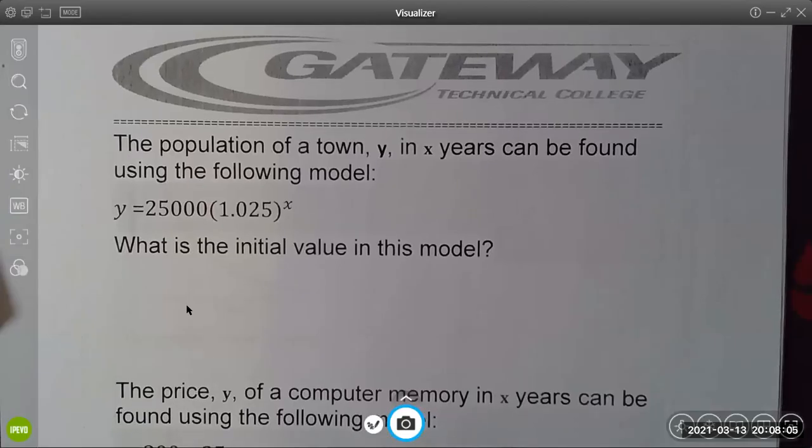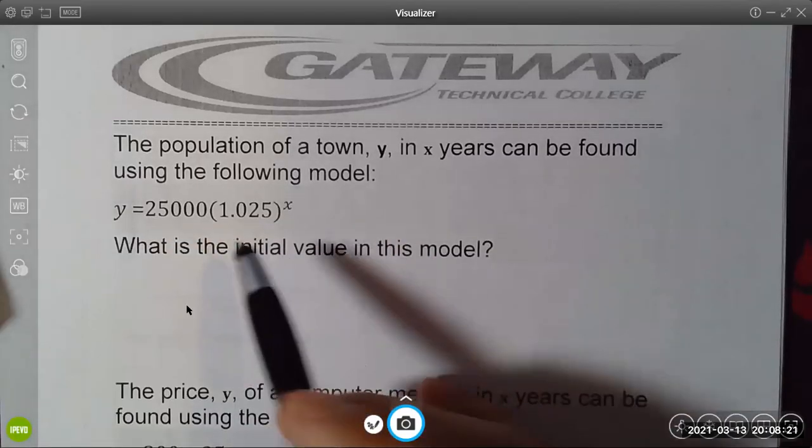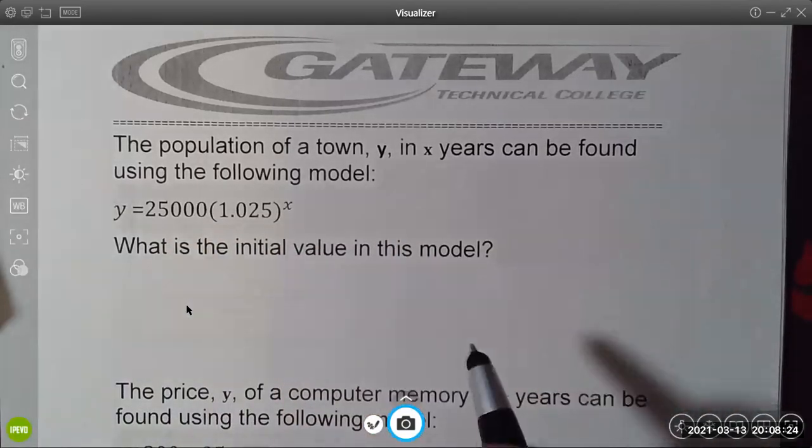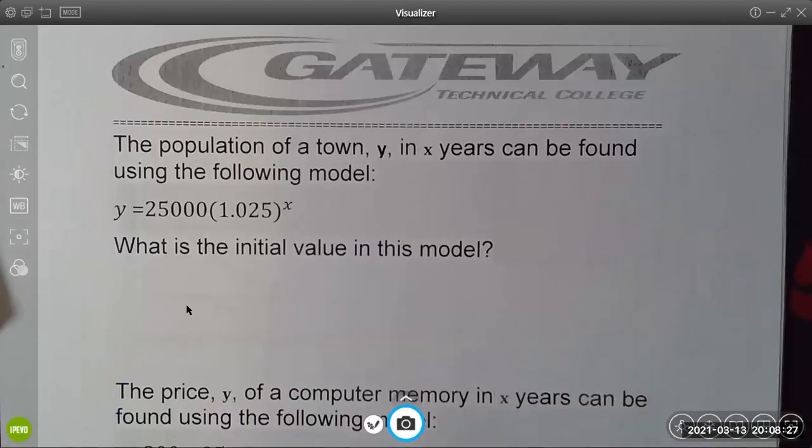Now let's look at this one. The population of a town, which is represented by the Y variable, in X years. So X represents time in years, can be found using the following model. So if we have this model, they ask us what is the initial value in this model. Now, in this course, we only learn two different types of models. One is called the linear model, one is called the exponential model. You need to be able to differentiate or identify which model is which.